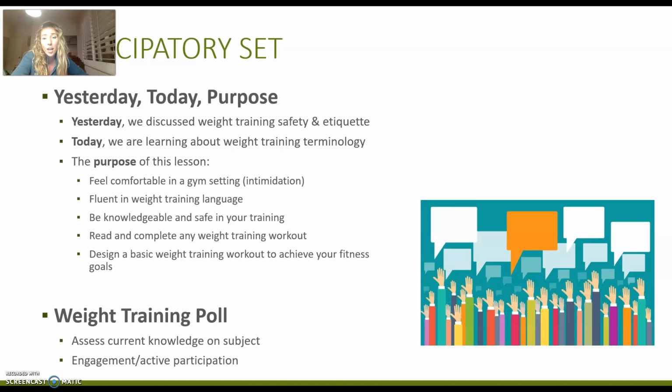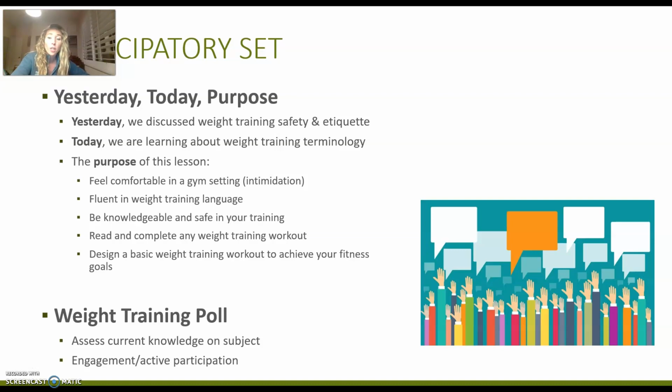As an anticipatory set, I like to do this exercise called yesterday, today, and purpose. So I say what we did yesterday, so weight training, safety, etiquette. Today, we're learning about weight training terminology, and then the purpose of why we're actually doing this lesson. So they feel more comfortable in the gym setting. Weight rooms can be intimidating, so they become fluent in weight training language. They can be knowledgeable and safe in their training. And eventually they'll be able to read and complete any weight training workout, as well as design a basic weight training workout to achieve their fitness goals.